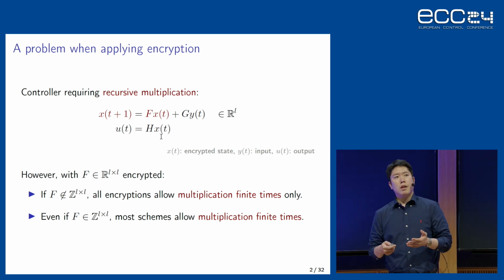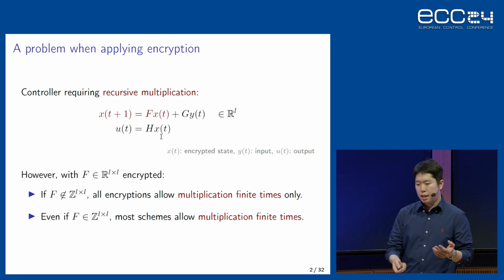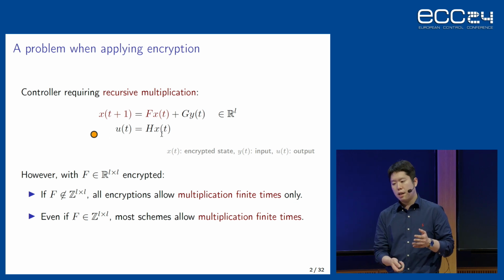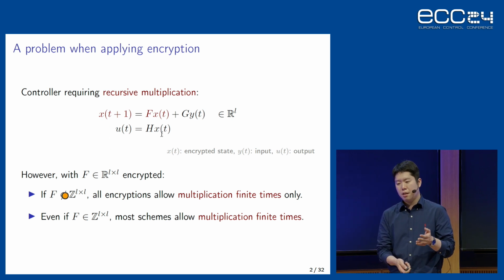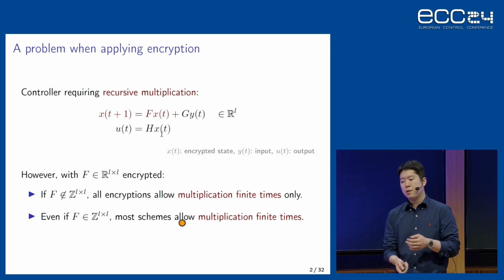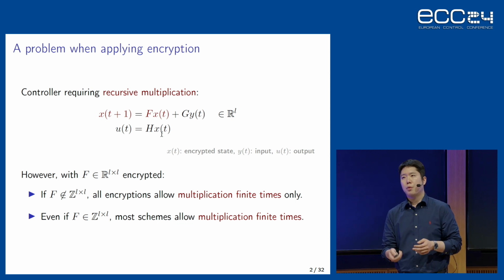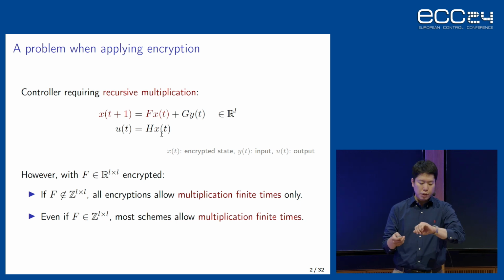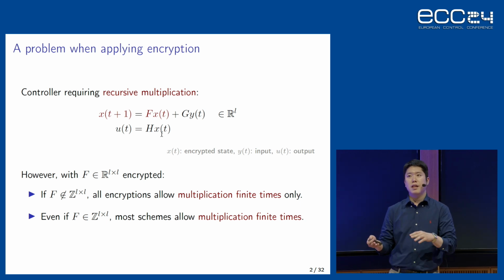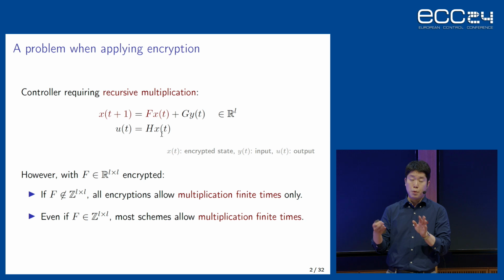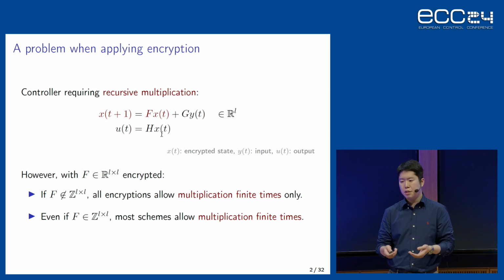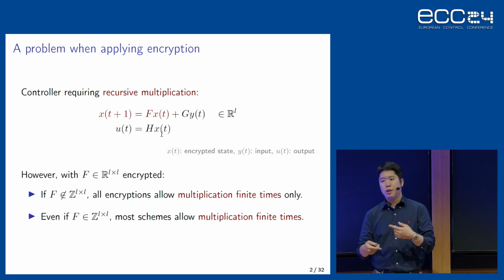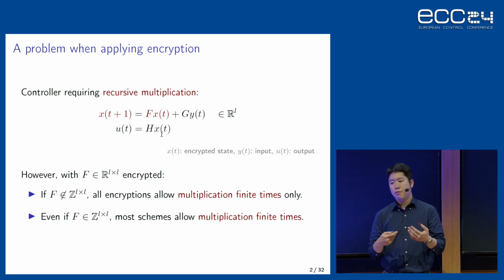And furthermore, the second point emphasizes that although the state matrix consists of only integers, still almost all crypto systems currently allow multiplication only a finite number of times. So in summary, if the state matrix is non-integers, then resolving this problem is almost impossible. And even if the state matrix consists of only integers, continuing the recursive operation is hard and restrictive.